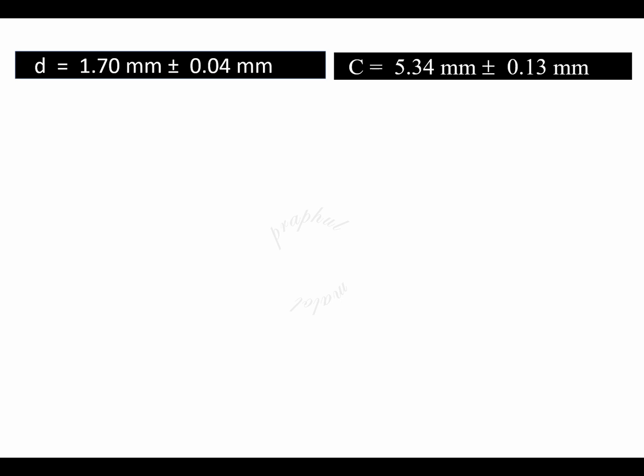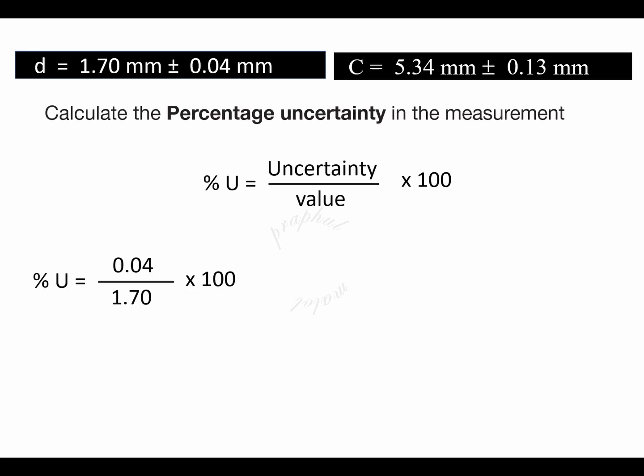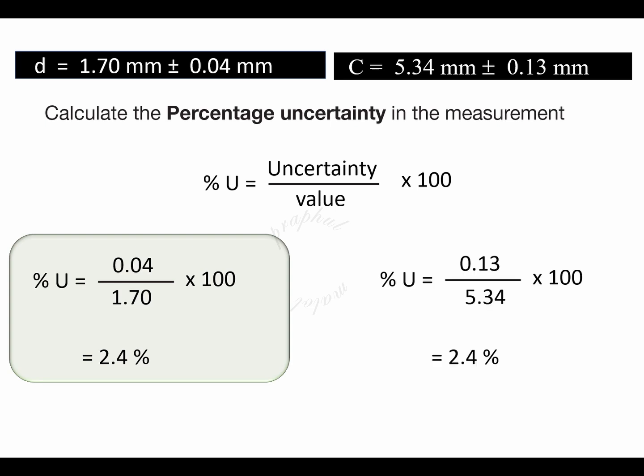Uncertainty always exists in the original measurement. So always the best method is to use the measurement. Here it's the diameter. So you can do the uncertainty in diameter divided by the value of diameter multiplied by 100. The answer is 2.4%. The same thing you can calculate using the value of circumference and its uncertainty.